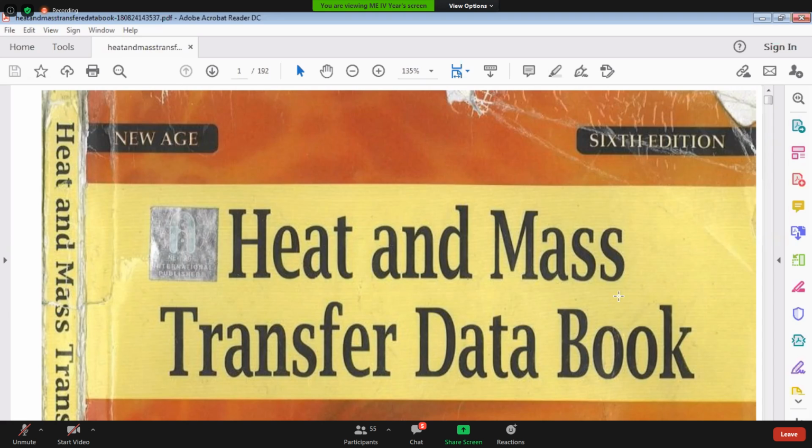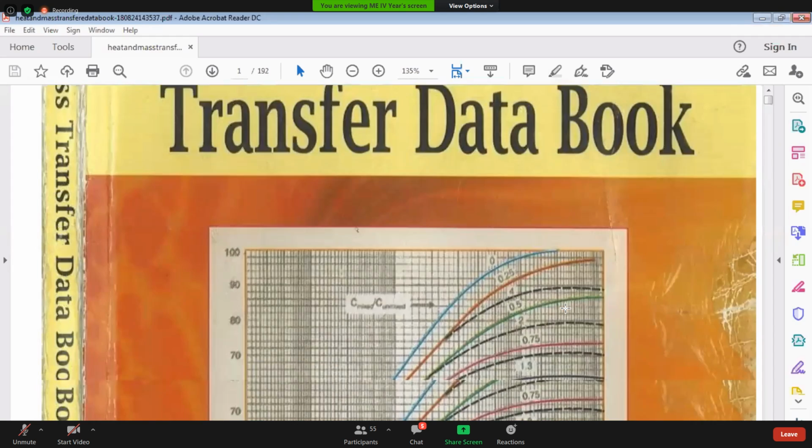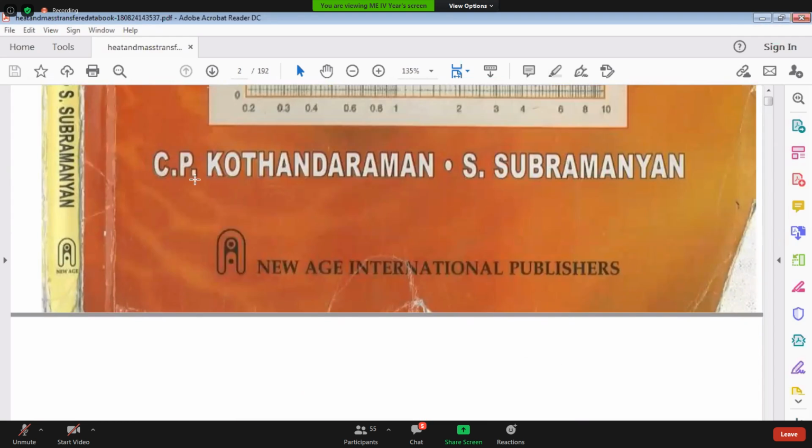Heat and mass transfer data book, there are different editions, you leave it. You better follow this program.